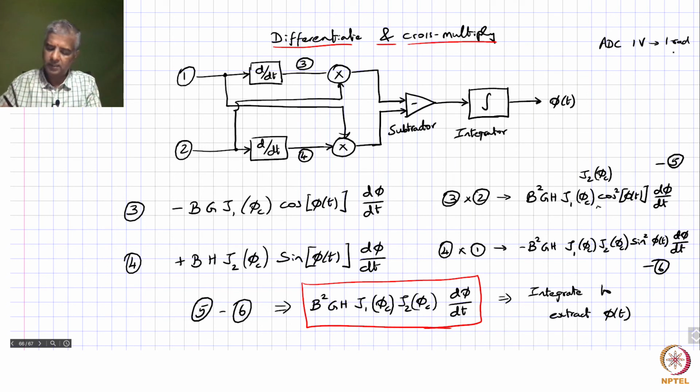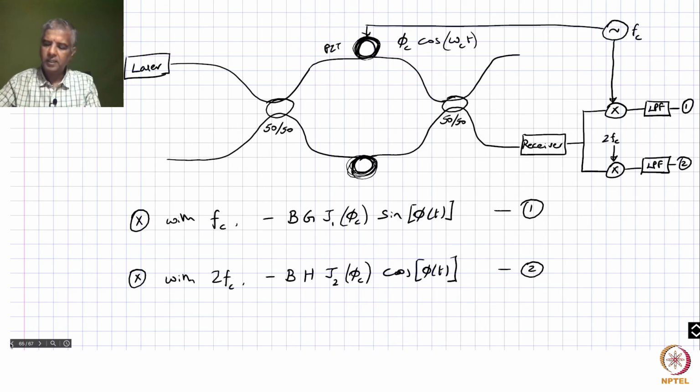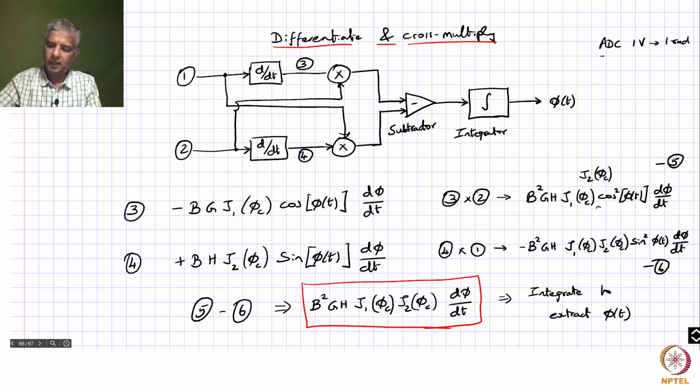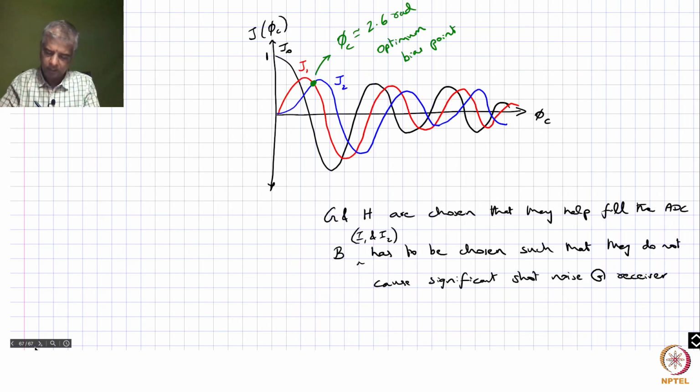To fill your ADC, you can actually change the value of G and H. What do G and H represent? G represents the strength of the signal that's coming here. H represents the strength of the signal that's coming here, right? So you can change those voltages so that you increase the final signal that you are getting, such that it fills the ADC. So that's how you go about choosing G and H.